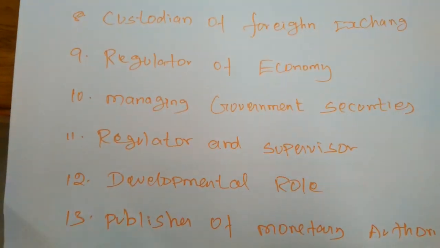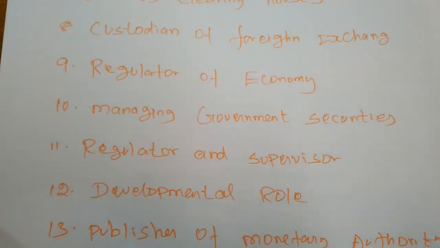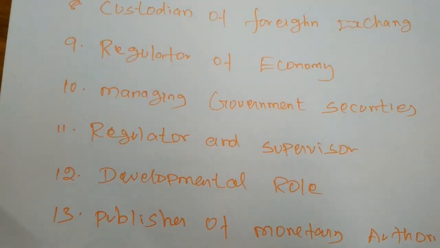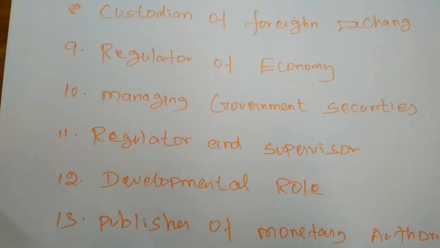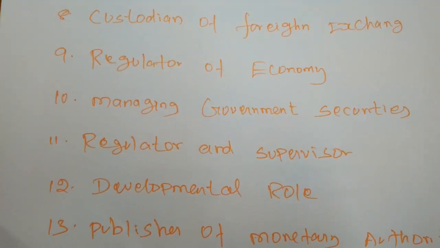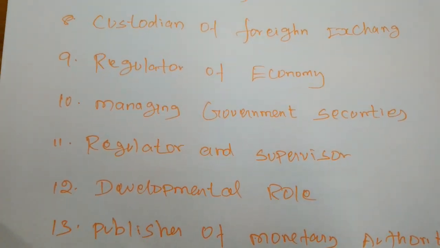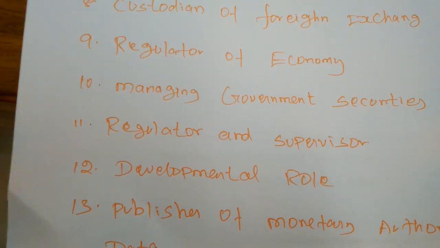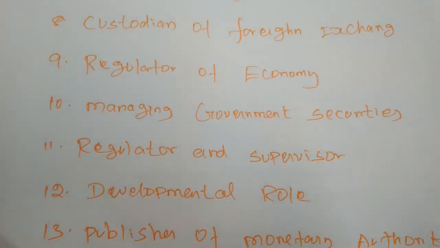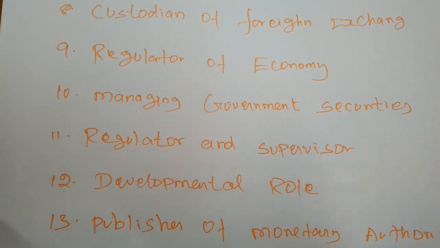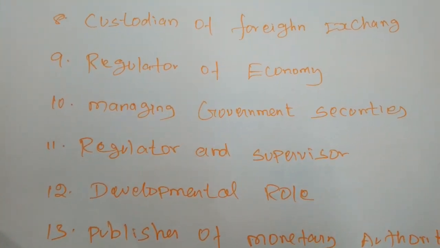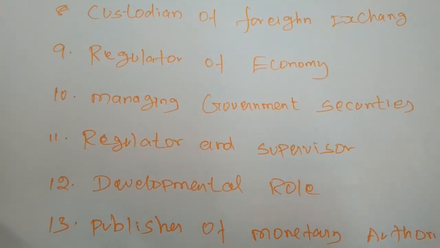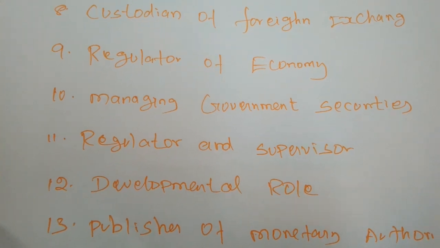Next, regulator of economy. The Reserve Bank of India controls the money supply in the system and monitors key indicators like GDP, inflation, etc. If there are any unwanted situations like inflation or deflation, the Reserve Bank of India has to bring them under control. By doing so, the economy will be controlled. So the Reserve Bank of India does that work as the regulator of the economy.